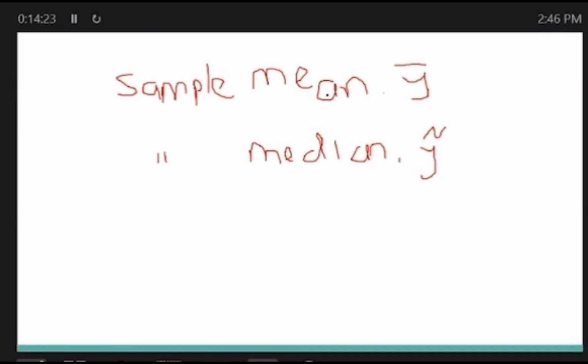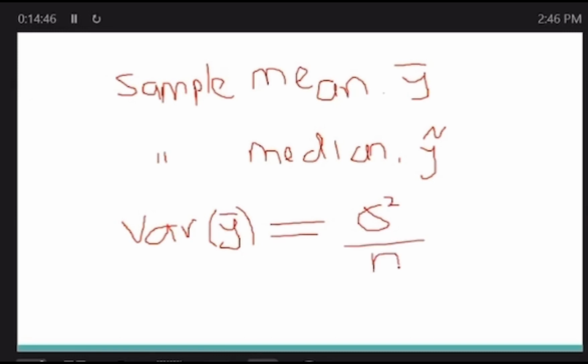Okay, now what I'm trying to say is this. If I'm focusing on the sample mean, we already know the variance based on what we've done before. What is the variance of the sample mean? Don't forget, the variance of the sample mean is sigma squared divided by n, right? The variance of a random variable y is sigma squared, and the variance of the sample mean is going to be sigma squared over n. Now the question is, what is the variance of the sample median?